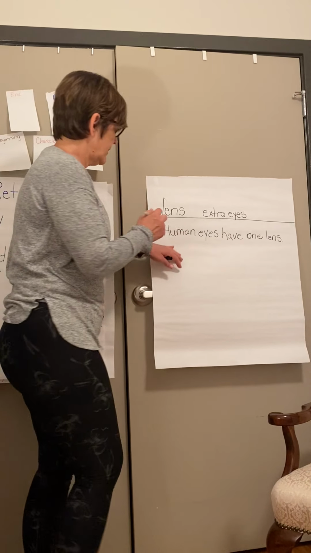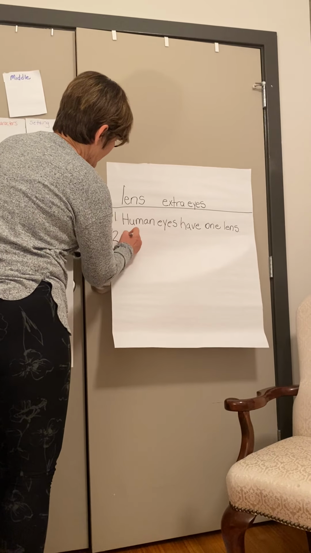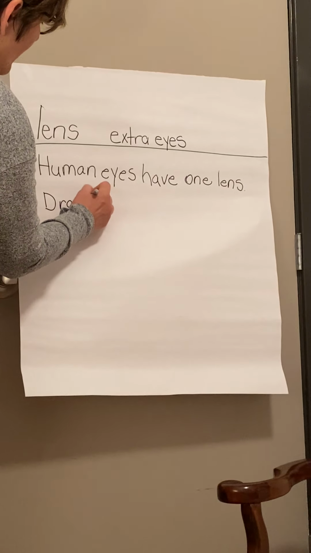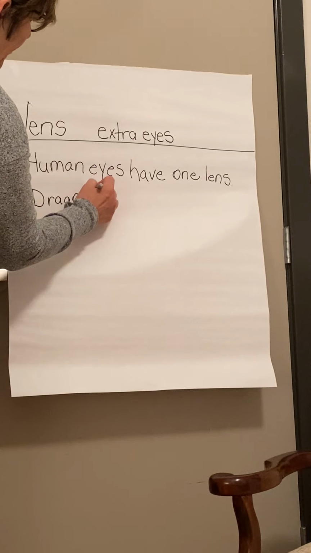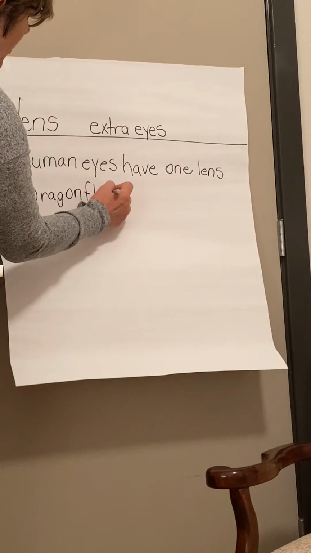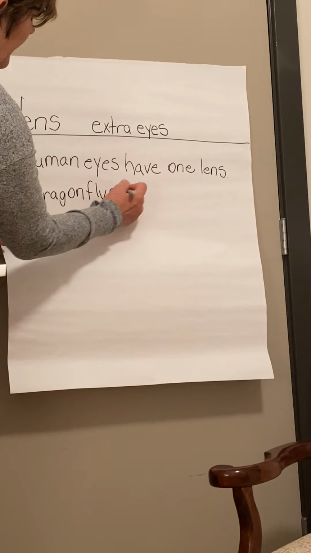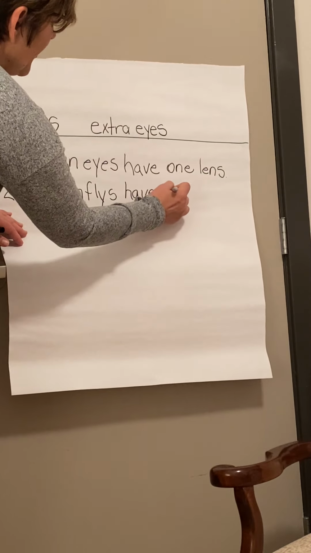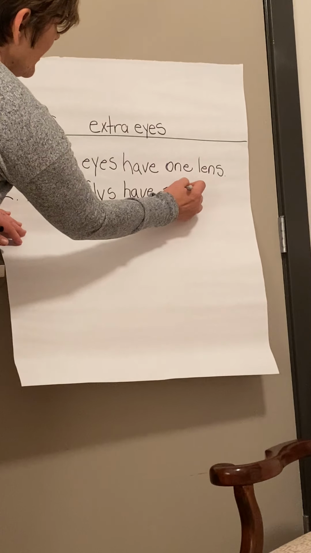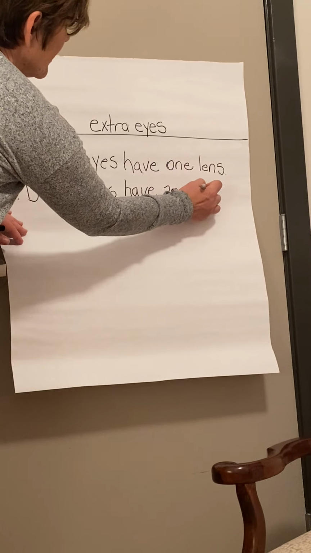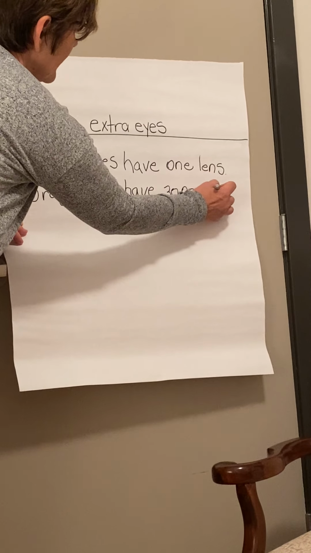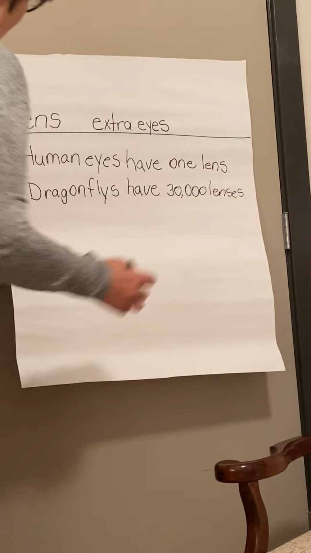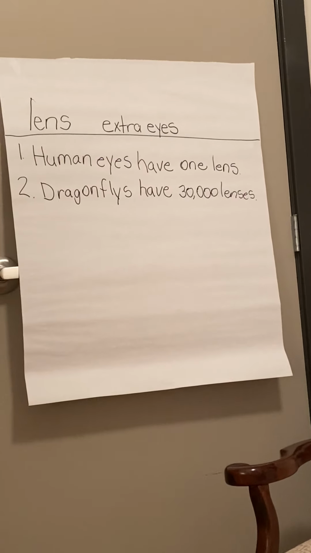30,000, that's right. Dragonflies. And while I'm writing this, I want you to think about why is it important for them to have so many? Have 30,000 lenses. Now help me remember, why is that important?